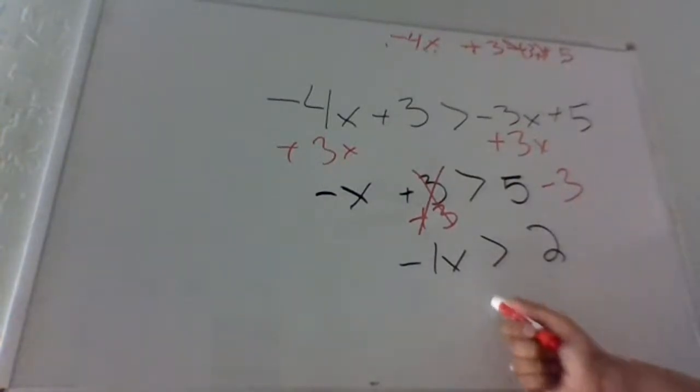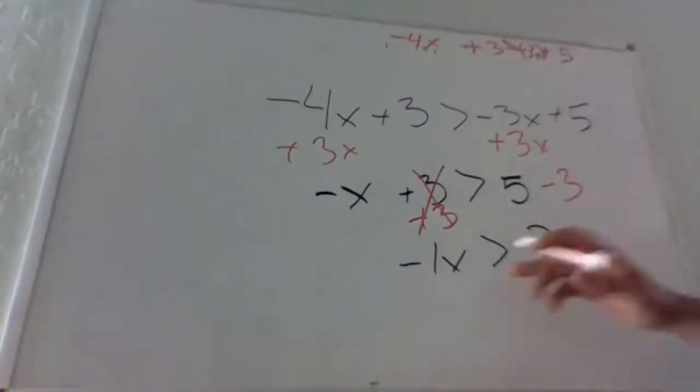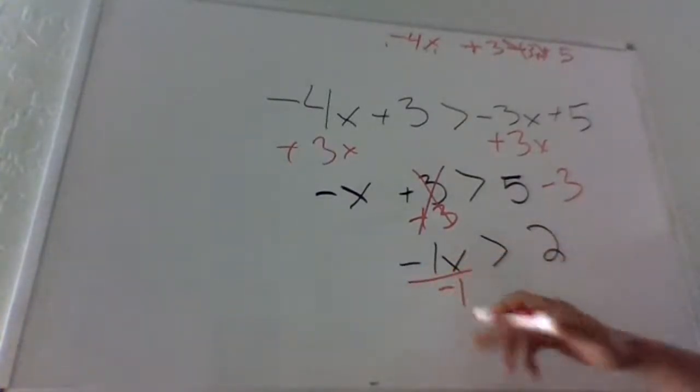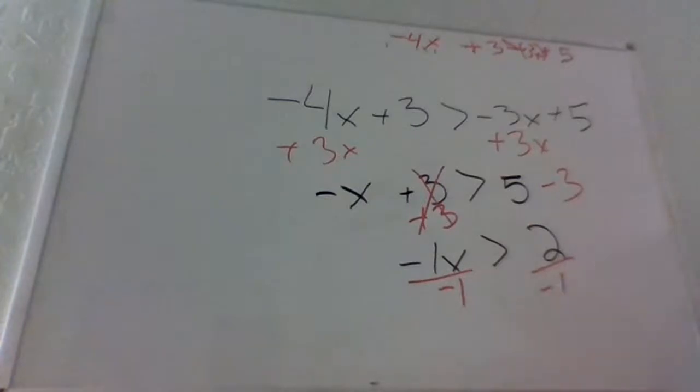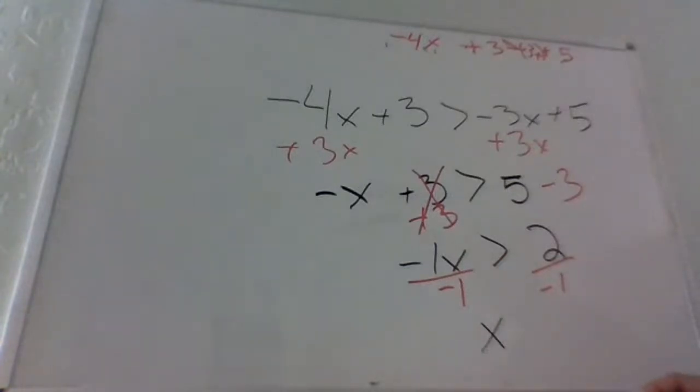What do we do here? There's 2 things we have to do. Divide. Uh-huh. Minus 1. Divide by negative 1. Okay. Yes. And what do we have? X. We have to flip the sign.